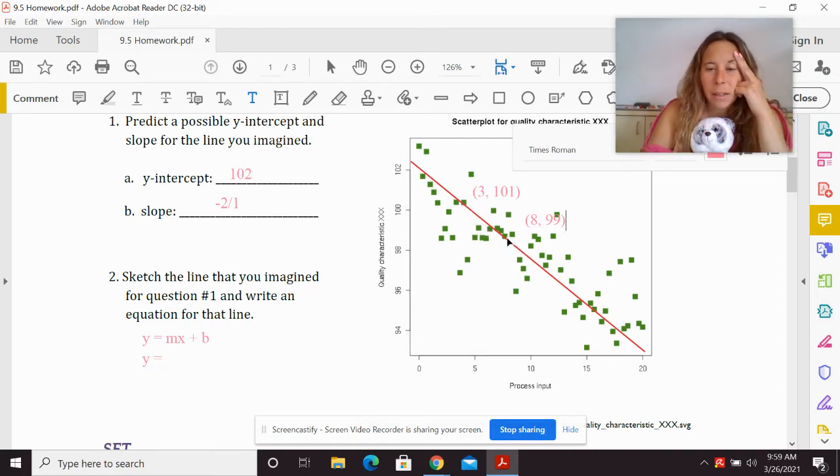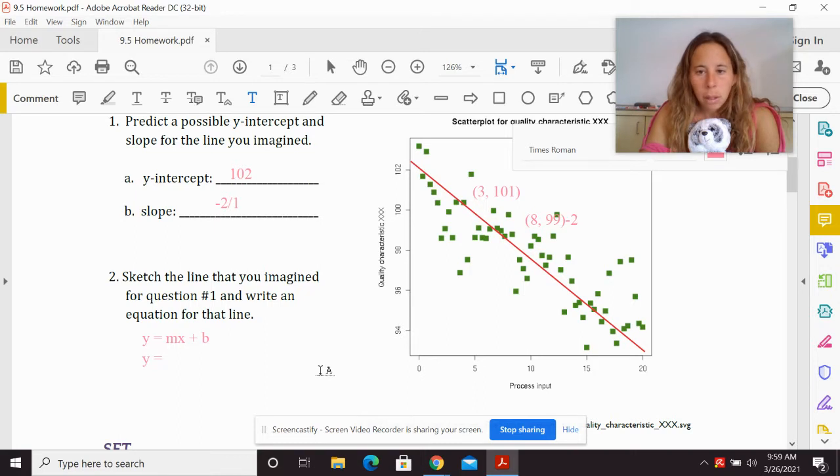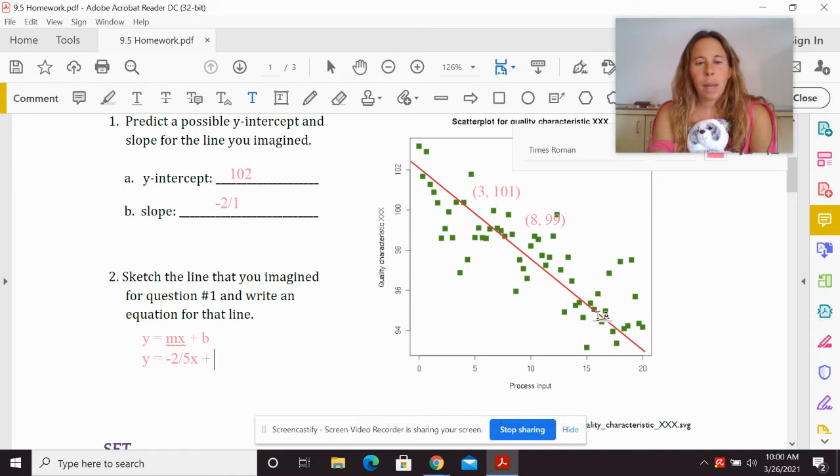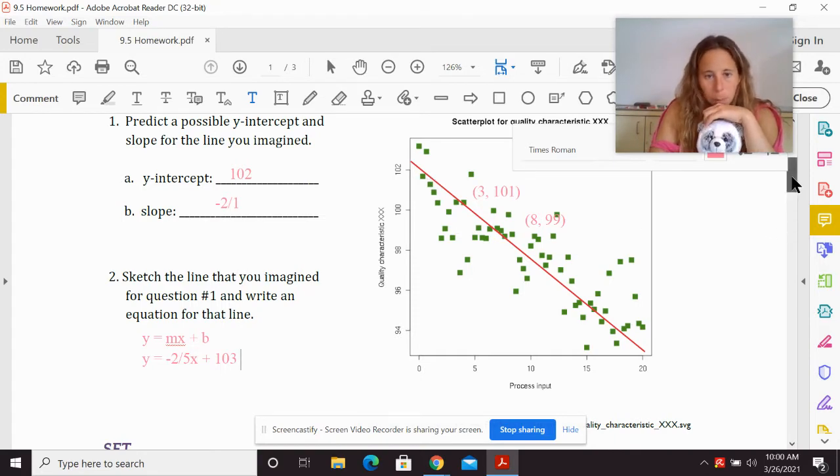This is all about estimating. So my change in y is 101 to 99, so -2. My slope is -2 over 3 to 8, that's +5, so over 5. So that's the slope generally of my line that I just drew, plus my y-intercept, which is really like 102.7 probably. I'm going to say 103 just to not deal with decimals.